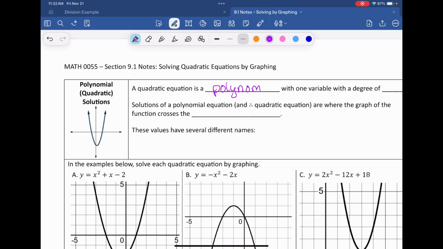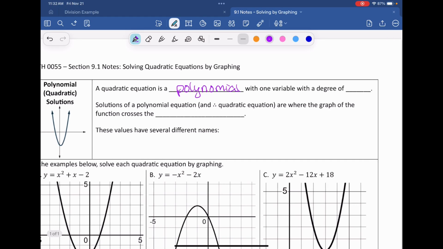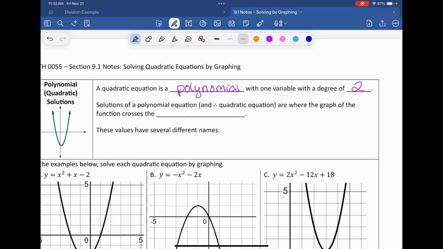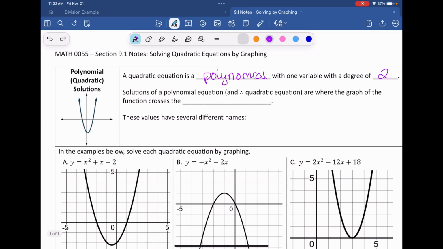It's a polynomial with one variable with a degree of 2. Okay, solutions of a polynomial. Okay, this little symbol right here means therefore. Solution to a polynomial, therefore quadratic, where the graph of the function crosses the x-axis.